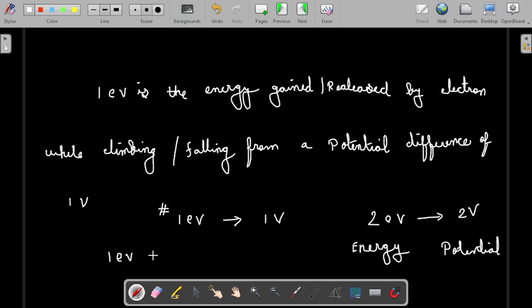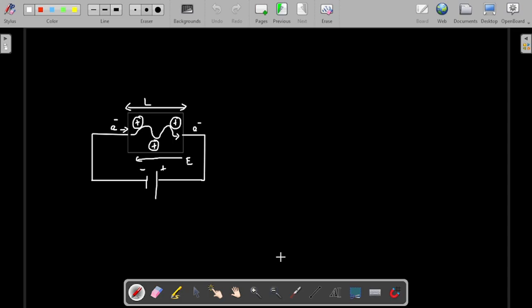So 1 eV is equal to 1.6 times 10 to the power minus 19 joules. This is the conversion between joule and eV. If we need the value in joules, you can easily multiply by this. I hope this is clarified for you. Now let's get deeper into the semiconductor physics.